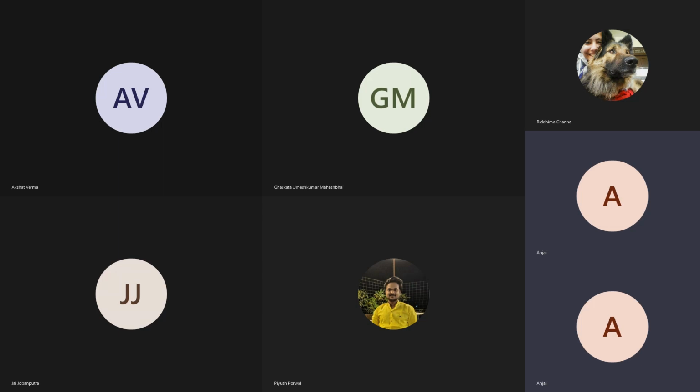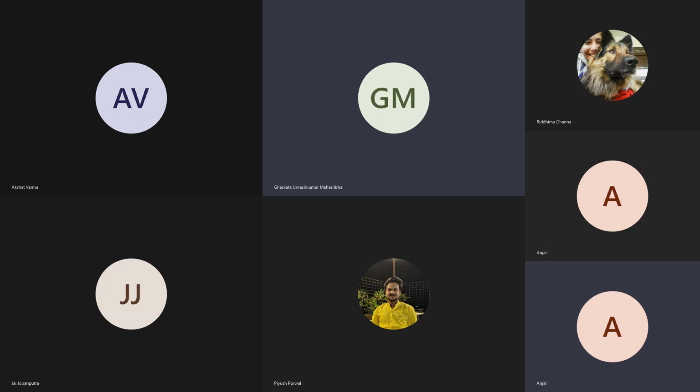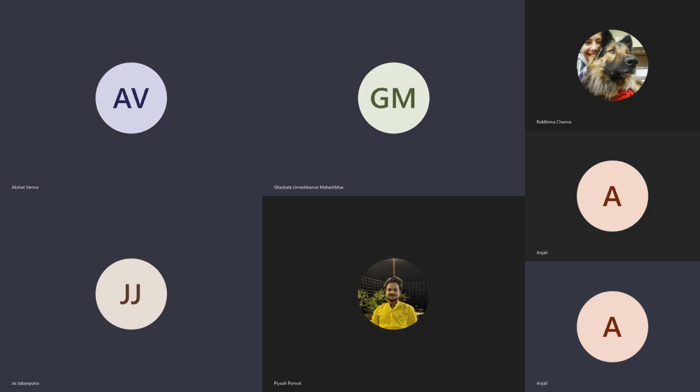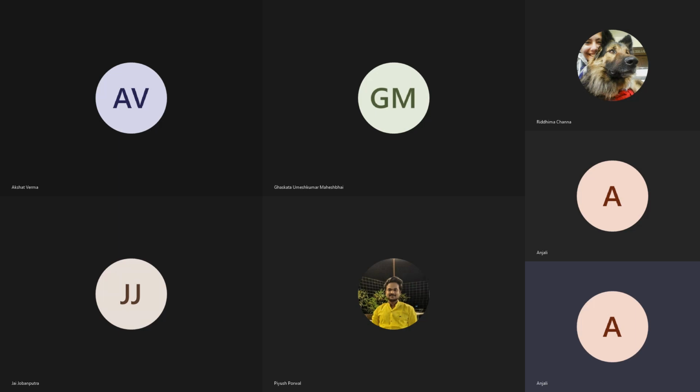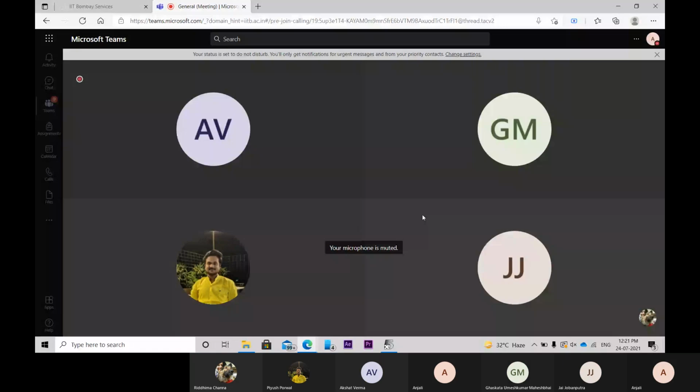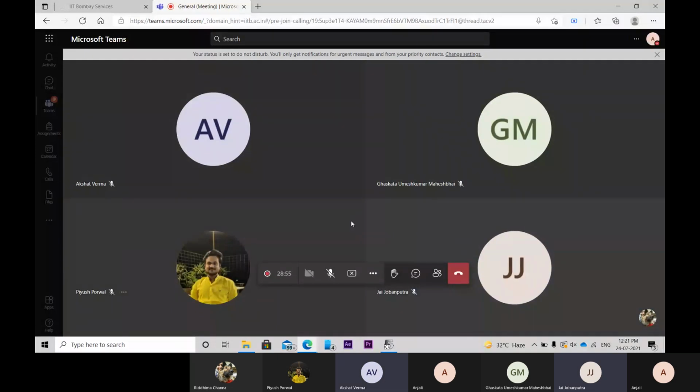Firstly, let me share my screen. Is my screen visible? Oh, it's loading. Yeah, it's visible.